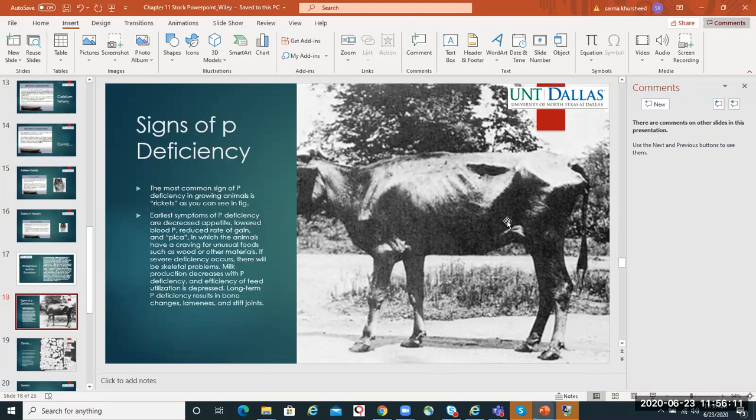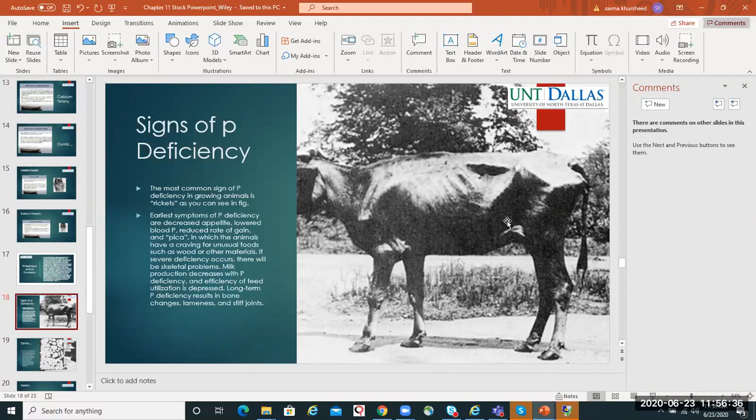The signs of a P deficiency: the most common sign of P deficiency in growing animals is rickets, as you can see in the figure here, as it's closely related to calcium. The gross and histological changes in rickets are described earlier. We already talked about that in the calcium section.